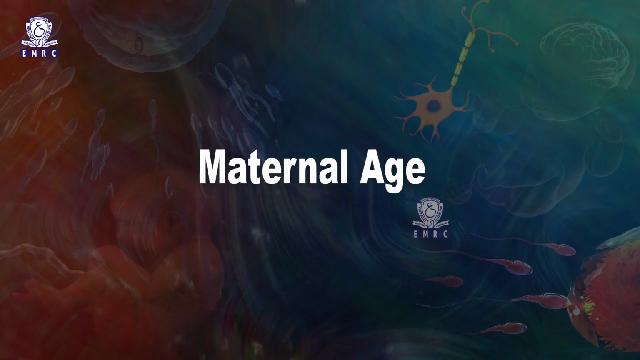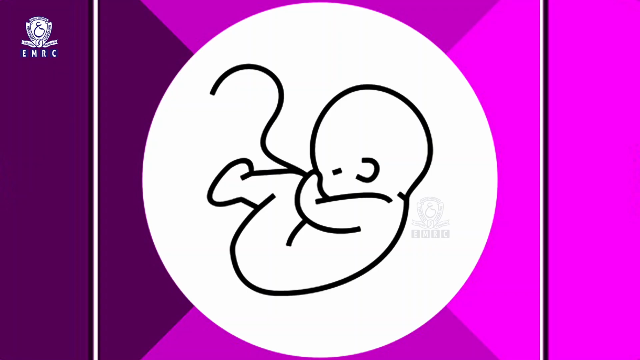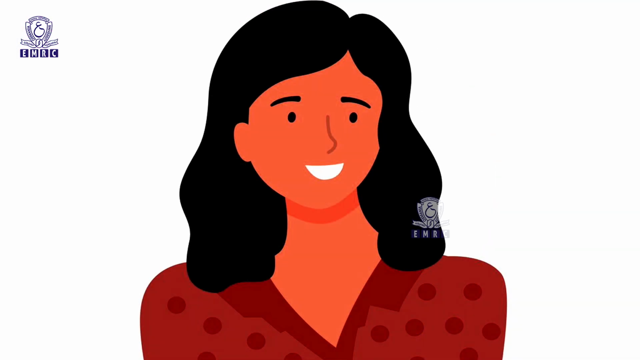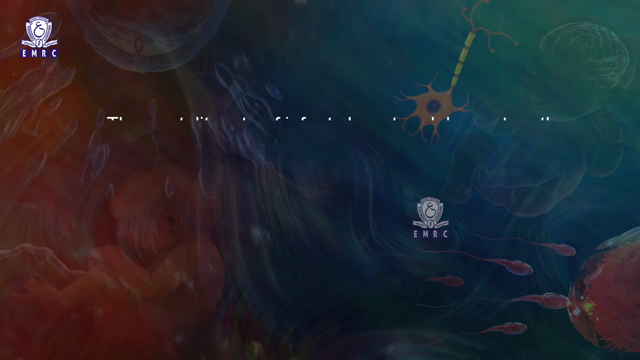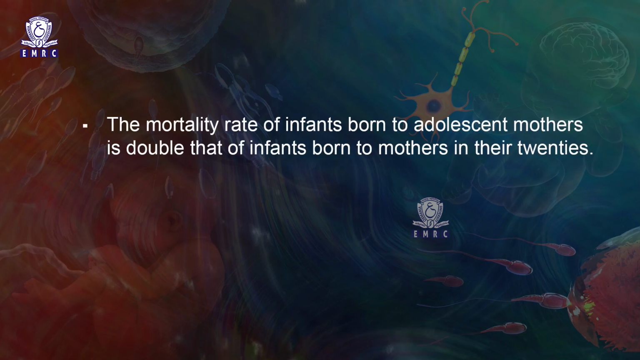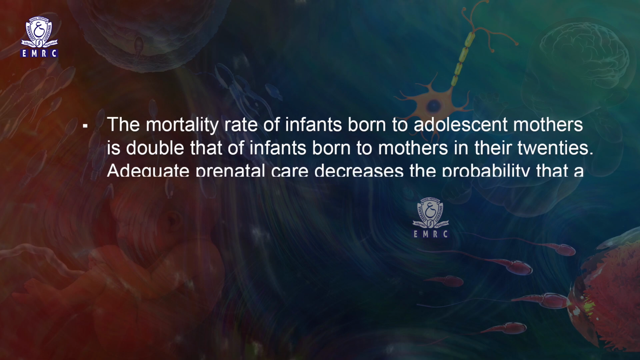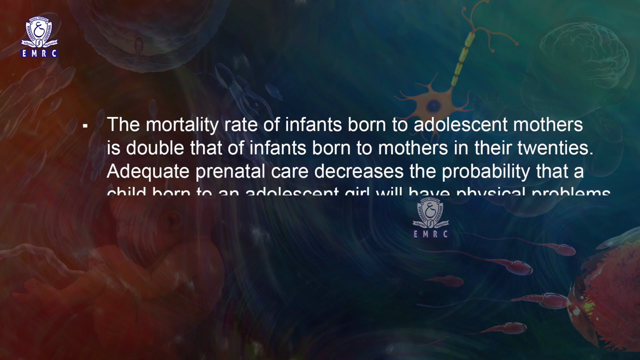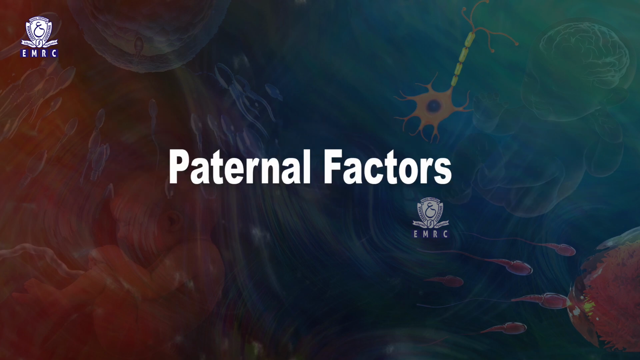Maternal age. When possible harmful effects on the fetus and infant are considered, 2 maternal age groups are of special interest: adolescents and women who are 35 years and older. The mortality rate of infants born to adolescent mothers is double that of infants born to mothers in their 20s. Adequate prenatal care decreases the probability that a child born to an adolescent girl will have physical problems.